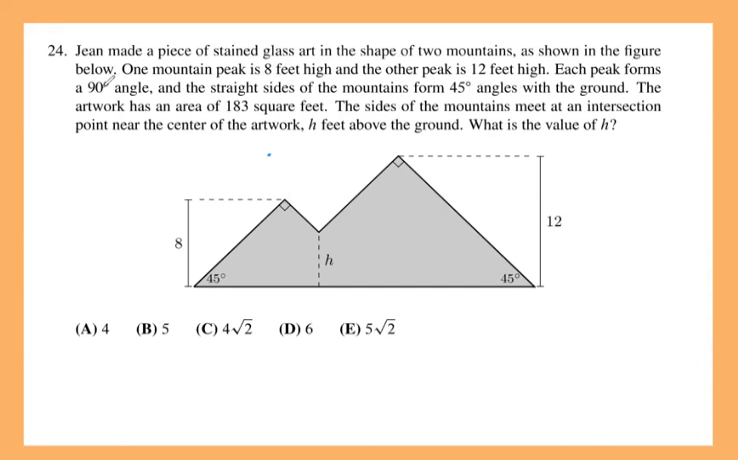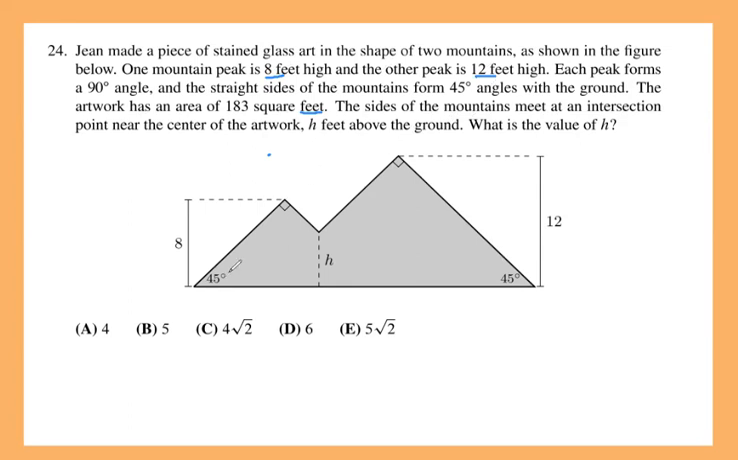Each peak forms a 90-degree angle, which is these corners. And the artwork has an area of 183 square feet, which is given. These are also in feet, which is good. The sides of the mountains meet at the intersection, right here, pointed near the center of the artwork, and that is H units above the ground. So we are looking for this H.